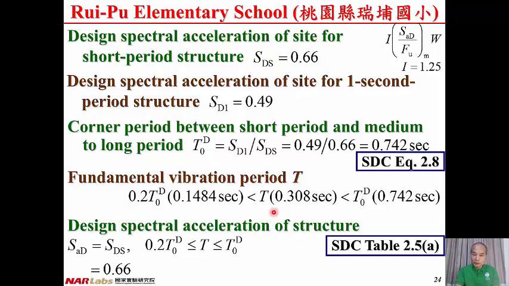And it lies between 0.2 T0D and T0D. Therefore, the design spectral acceleration of the structure of the building, SAD equal to SDS equal to 0.66 according to table 2.5a of the seismic design code. Therefore, the structural vibration period lies between 0.2 T0D and T0D, so that the spectral acceleration is constant.